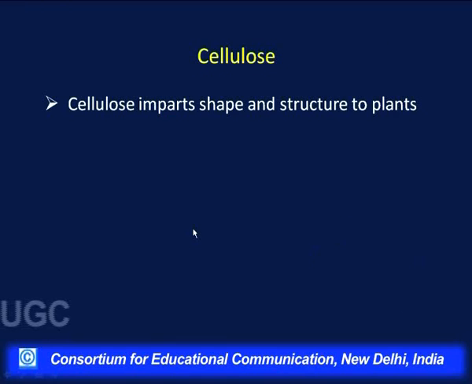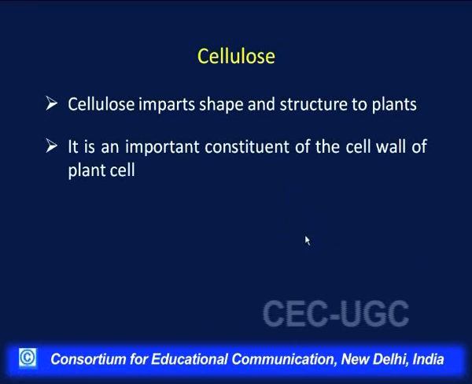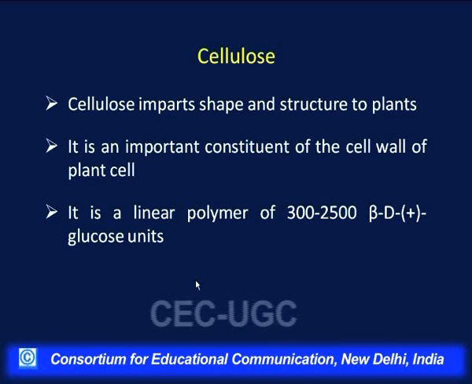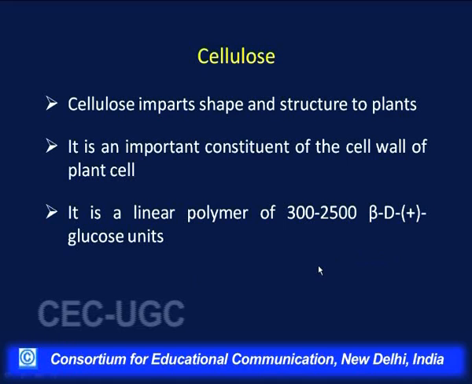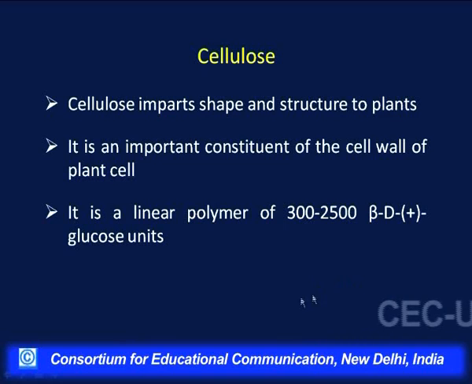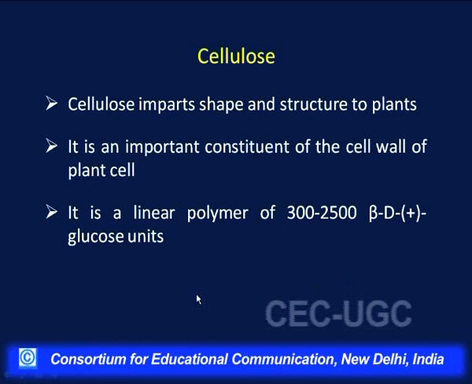Cellulose. Cellulose imparts shape and structure to plants. Mainly plant material is cellulose. Cotton is pure cellulose which is obtained from plants, and it is present in the cell wall. Again, cellulose is also a linear polymer consisting of about 300 to 2500 glucose molecules. But the only difference from starch is that here the glucose units are linked through a beta linkage. That is, cellulose is a polymer of beta D plus glucose units. Now you see there is very little difference between starch and cellulose. Cellulose has a beta linkage and starch has an alpha linkage. Both are made up of D plus glucose.